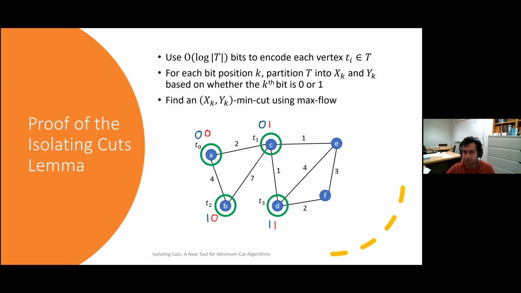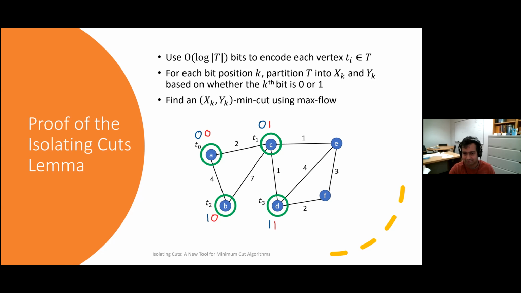So what we do is we partition the vertices into these two sets. Let's say for bit position k, the vertices that were labeled 0 in that position, let's call those vertices xk. The vertices that were labeled 1 in that position, let's call those vertices yk. And then all we do is find an xk to yk min cut using max flow. So basically we take all the vertices that had a 0 in the kth position, contract them into a single super vertex, take all the vertices that had a 1 in their kth bit position, contract them into another super vertex, and then run max flow or st min cut between those two super vertices.